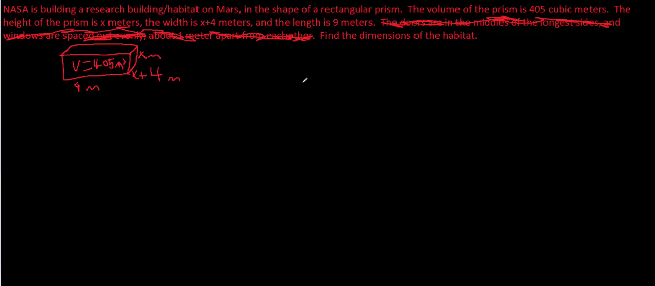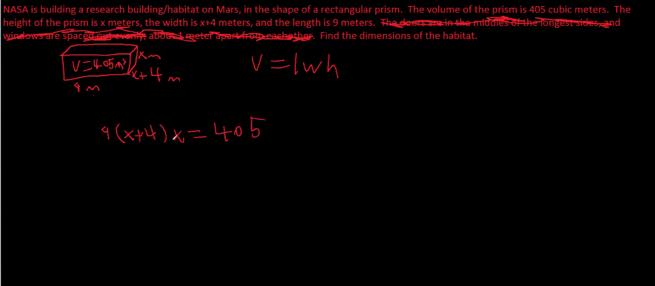So the first step is to try to convert this problem to a quadratic equation. This would be another skill you would need in order to get into a high school, which is to know how to write the equation from this. So the first thing is to convert it to the volume formula, which is V equals LWH, length times width times height. So let's do that real quick. We would have the length, which is 9 meters, times the width, which is x plus 4 meters, times the height, which is x meters, equals 405.